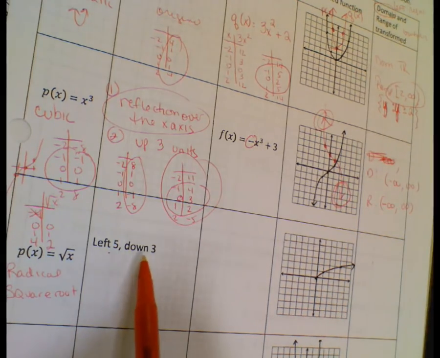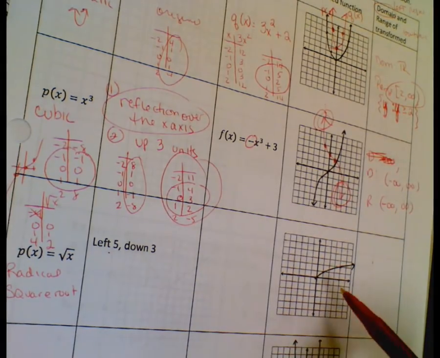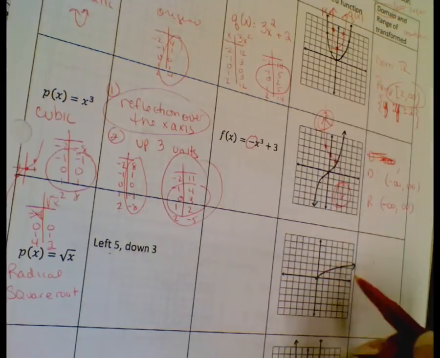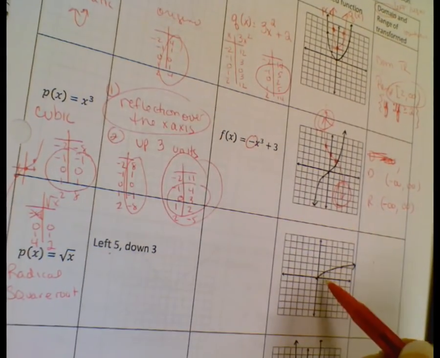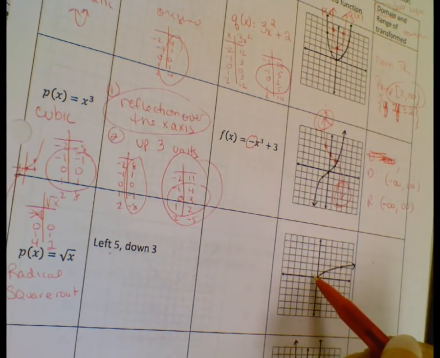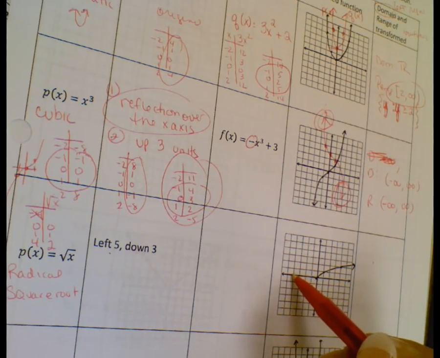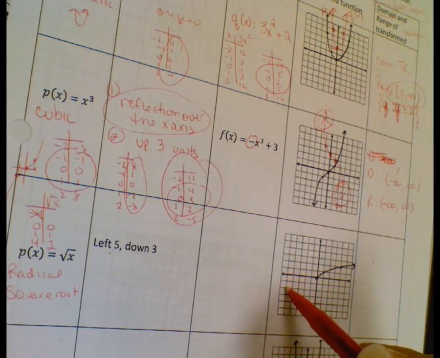So we're going to go left 5, down 3. Let's graph it first and then write the equation. Whenever there's lefts and downs, you can just do it right away. Starting at 0, 0, let's go left 5, 1, 2, 3, 4, 5, down 3. That's where your new point's going to start.